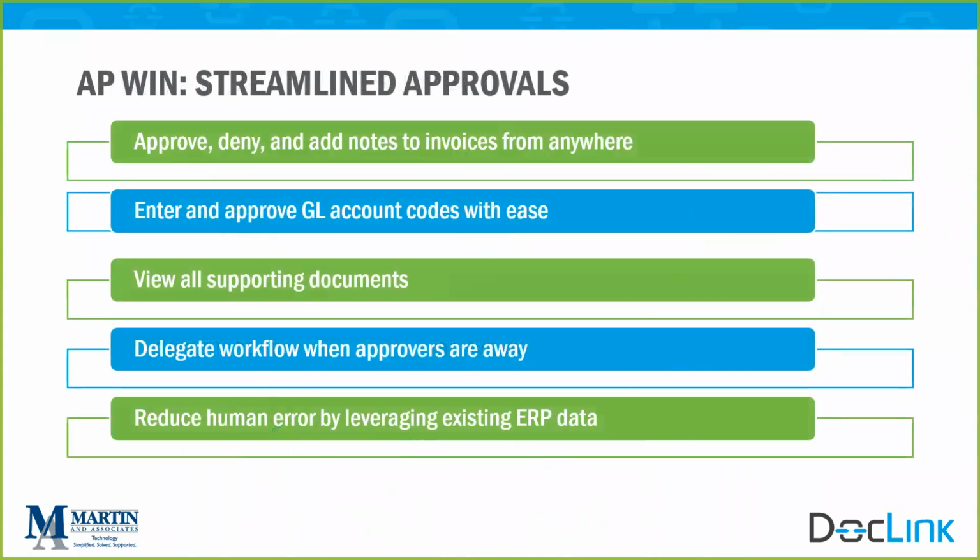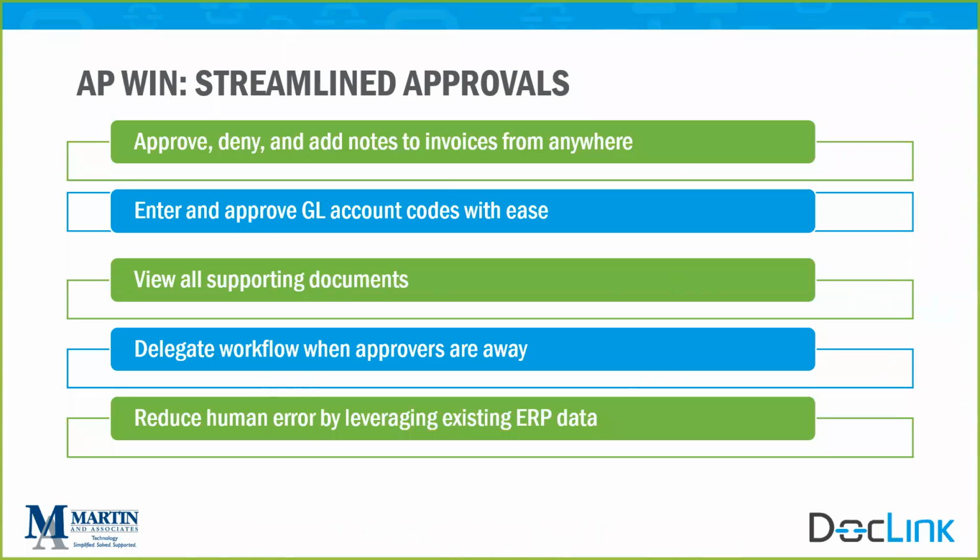So an AP win, talking a little bit more about those streamlined approvals. At the end of it all, the greatest AP win is those streamlined approvals. We can improve that visibility of documents. Approvers can approve, deny, add notes to invoices. We can enter and approve GL account codes with ease. We use what we call a GL distribution stamp. So instead of using an actual rubber stamp to put that GL code on the document, or writing it on there, we can do all that digitally, and then that data is going to be able to seamlessly move from DocLink into Sage to create that transaction.